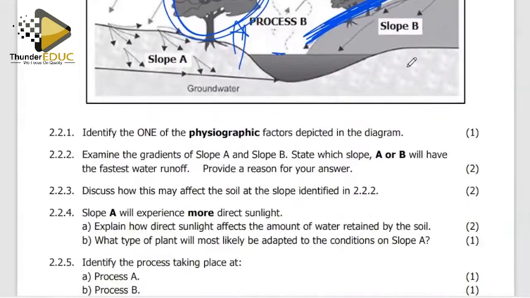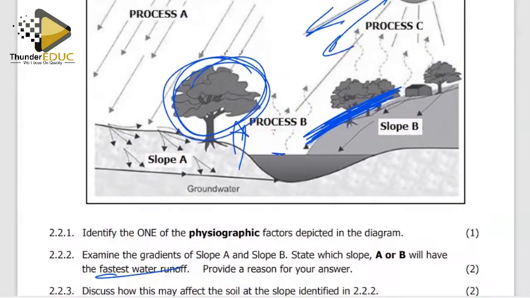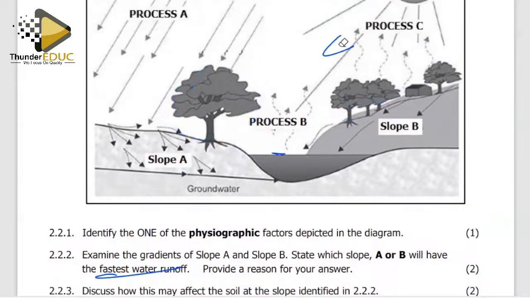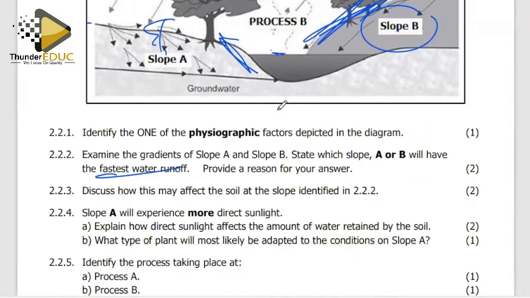Examine the gradient, slope A and B. State which slope, A or B, will have the fastest runoff. Provide a reason for your answer. It will depend on which one is steeper. The one which is steeper will have the fastest runoff. If you look at B, it is steeper than A. So the answer is B. It has a steeper gradient compared to A. So we go to the next question.